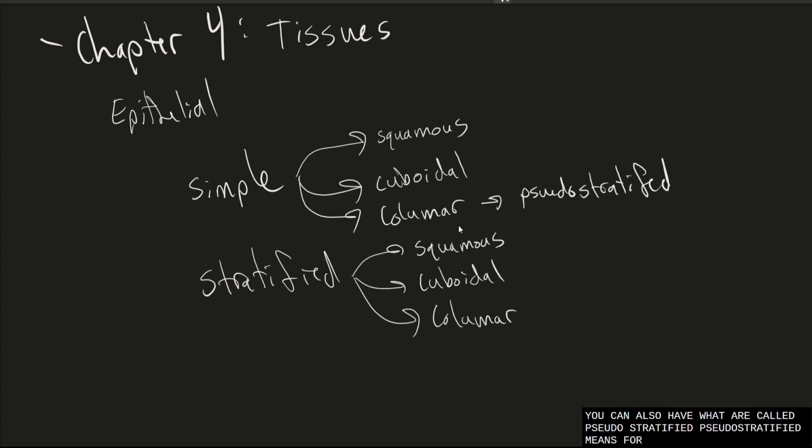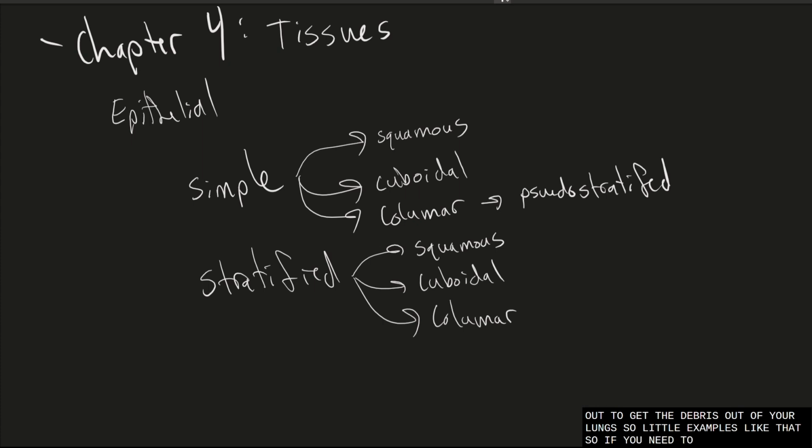Pseudo-stratified means false layered. Say we have a pseudo-stratified columnar layer and it's ciliated. This is found in certain places. A lot of times you find these pseudo-stratified columnar epithelium with mucus-secreting goblet cells. Those are the ones that line the respiratory tract. The respiratory tract is producing mucus, and it's lined with these cilia to get the mucus out, to get the debris out of your lungs. So little examples like that.